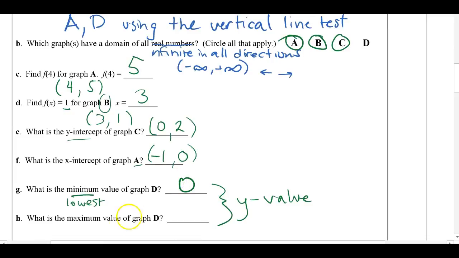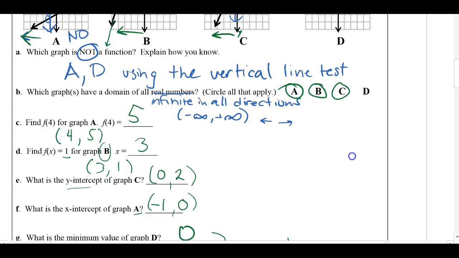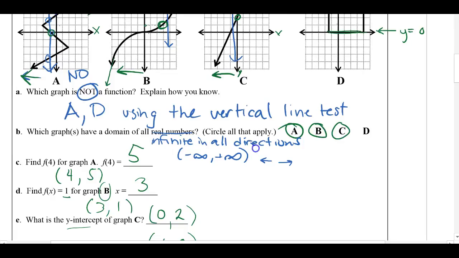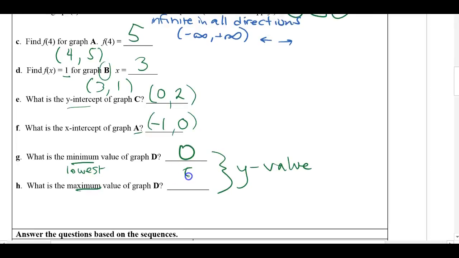In the same graph, what is the maximum value? What's the highest point? Well, the highest point is up here, and the y value there is 1, 2, 3, 4, 5. So y equals 5. So I can simply here just put 5.